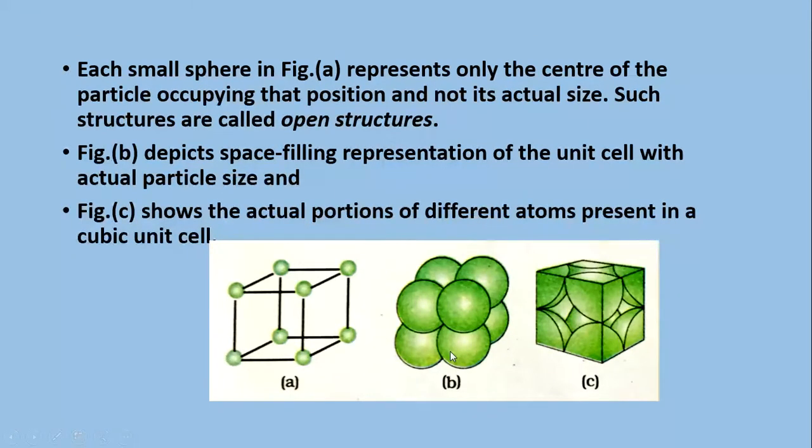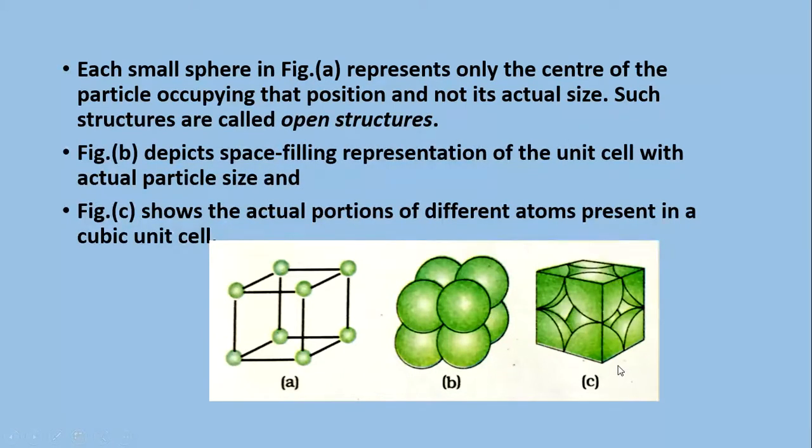While in the second one, we have the particle's actual size. The full size is represented here. So here this first sphere represents this one, 1. This one is 2, the second sphere. So they are close to each other, attached to each other. So this figure B depicts the space filling representation of the unit cell with actual particle size.